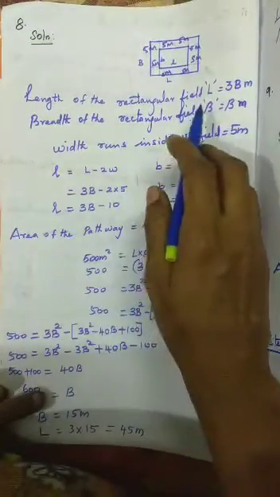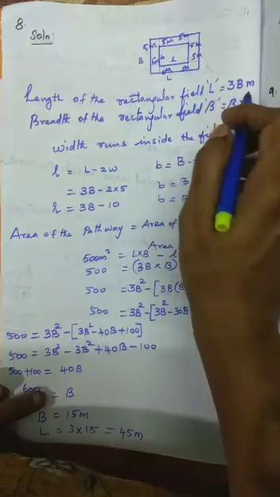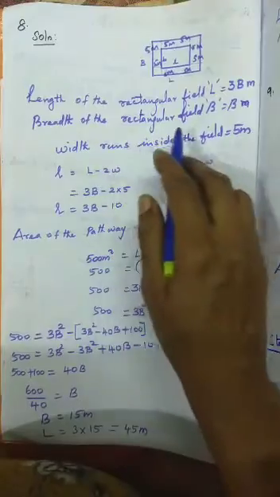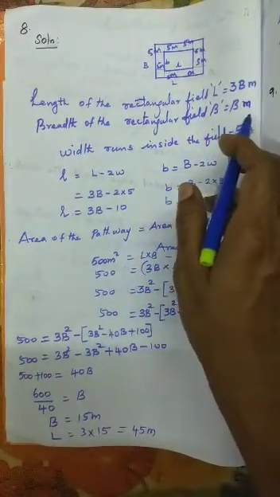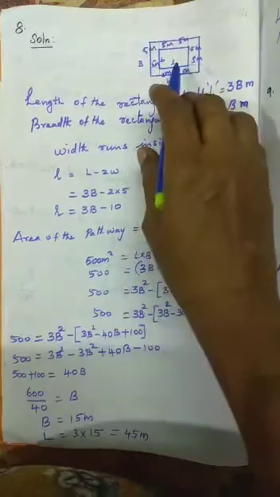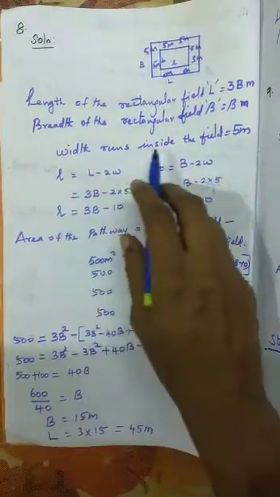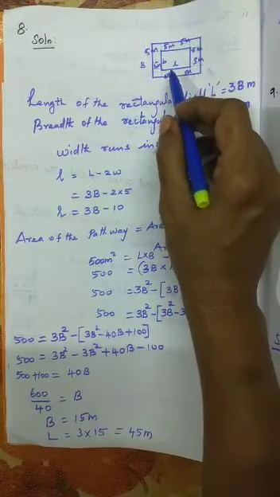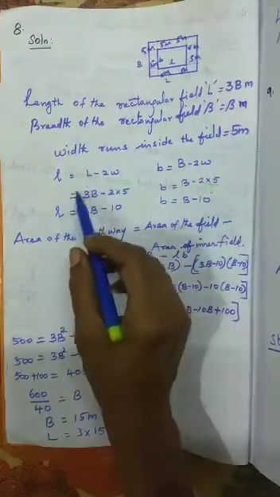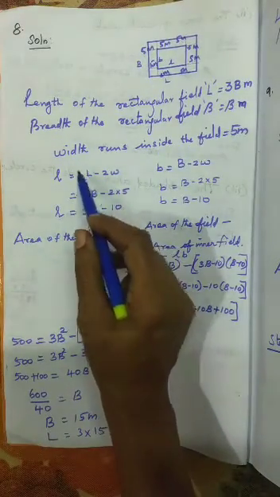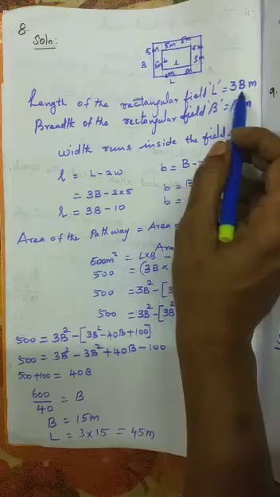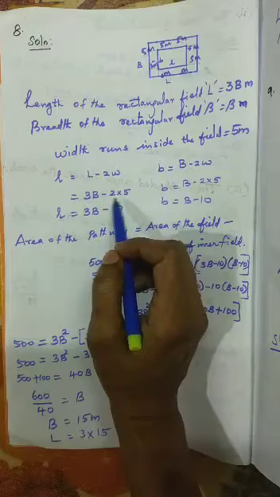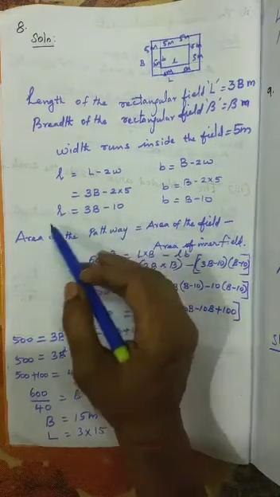Length of the rectangular field, capital L, is 3b. 3 times breadth is the length. Then breadth of the rectangular field is b meter. Now we have to find the small l and small b. The width of the path inside the field is 5 meter. So capital L minus 2W, isn't it? Inside, small l is equal to capital L minus 2W. We know that capital L is 3b meter, so 3b minus 2 into 5. That is 3b minus 10, that is the small l.